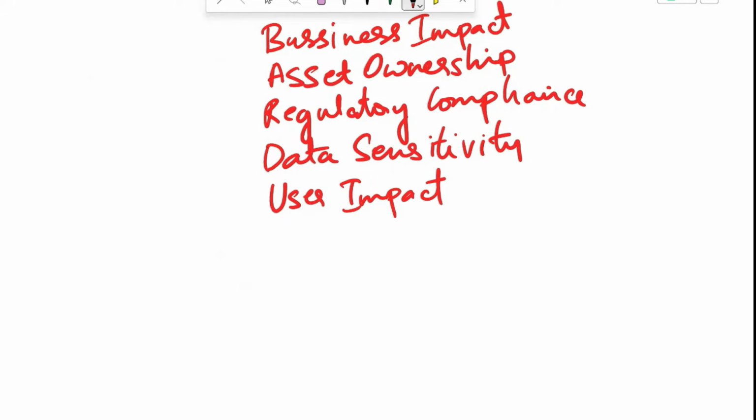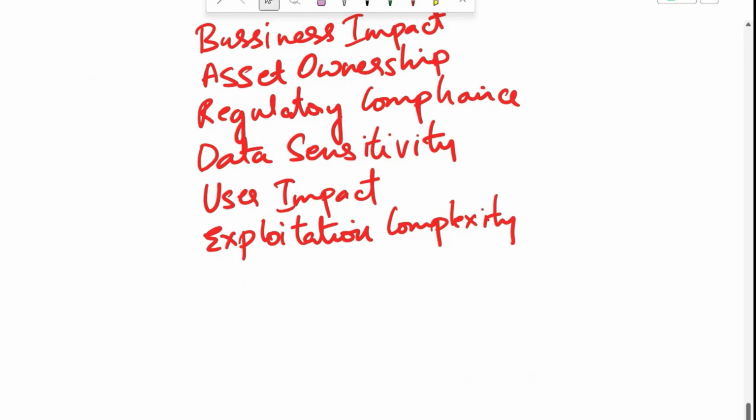Prioritize vulnerabilities that could affect a large number of users or result in disruptions to user experience. Then is exploitation complexity. Consider the complexity required to exploit the vulnerability. Prioritize vulnerabilities that can be easily exploited as they are more likely to be targeted by attackers.